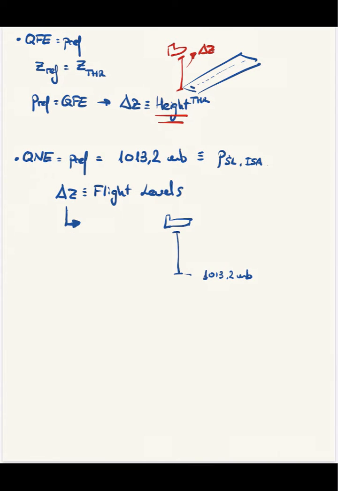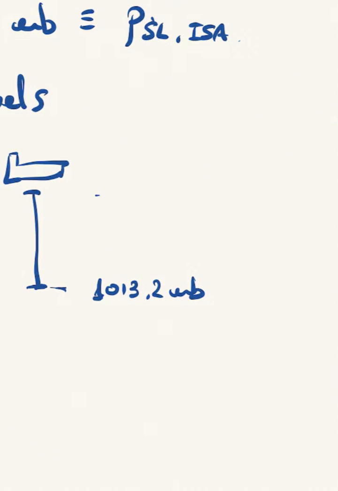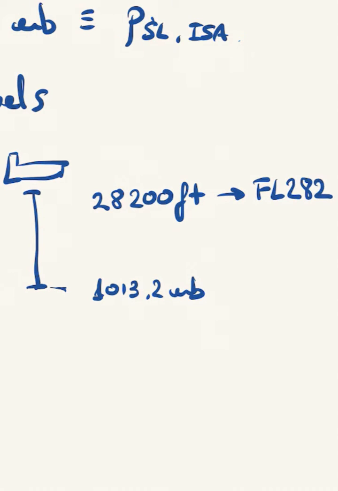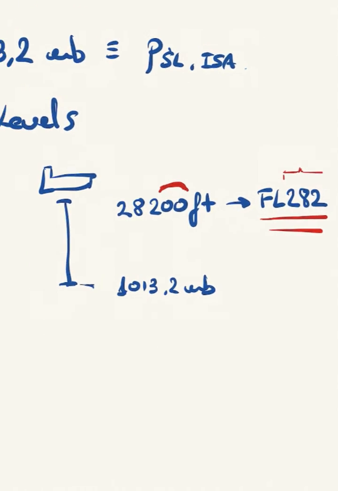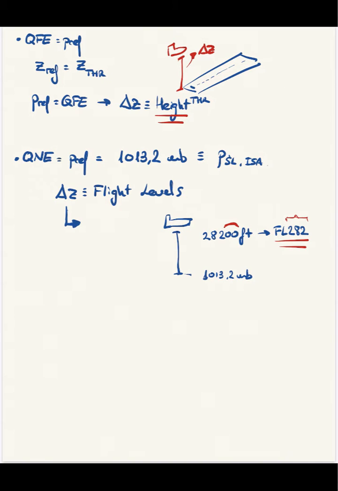Flight levels are defined as hundreds of feet. That means that if the vertical distance between this aircraft and this isobar of 1013 millibars is, let's say, 28,200 feet, we're going to name this as flight level 282. We are never going to call the last two zeros of this distance. So flight levels, remember, are always three numbers that express a vertical distance in hundreds of feet.